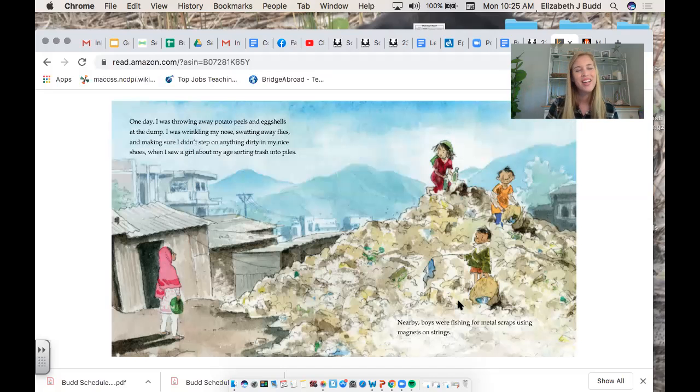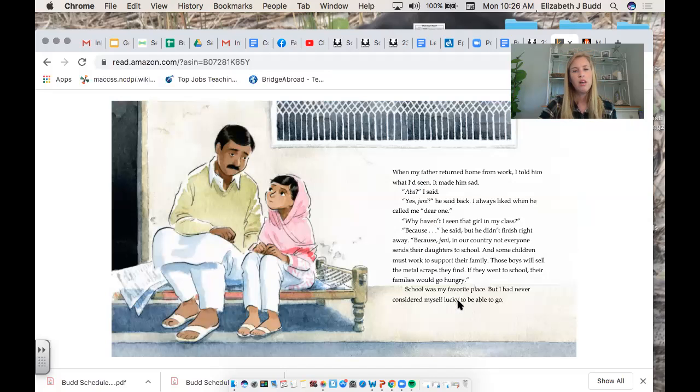There we go. One day, I was throwing away potato peels and eggshells at the dump. I was wrinkling my nose and swatting away flies and making sure I didn't step on anything dirty in my nice shoes when I saw a girl about my age sorting trash into piles. Nearby, boys were fishing for metal scraps using magnets on strings. When my father returned home from work, I told him what I'd seen. It made him sad. Abba, I said.